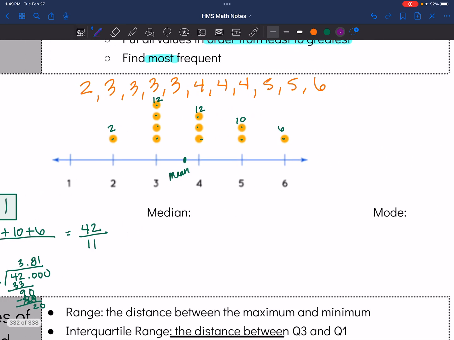I'm going to order them from least to greatest, which I already did, so I'm just going to copy that down. 2, 3, 3, 3, 3, 4. Okay, when it says find the middle, I like to cross them off one at a time on either side until I get to my middle value.